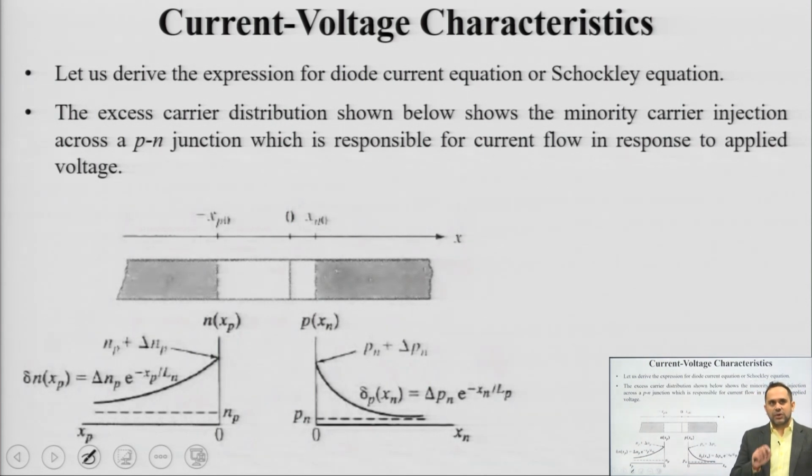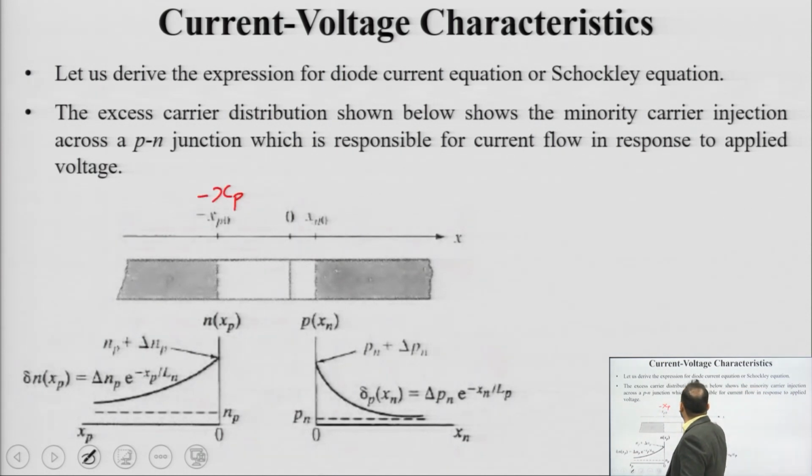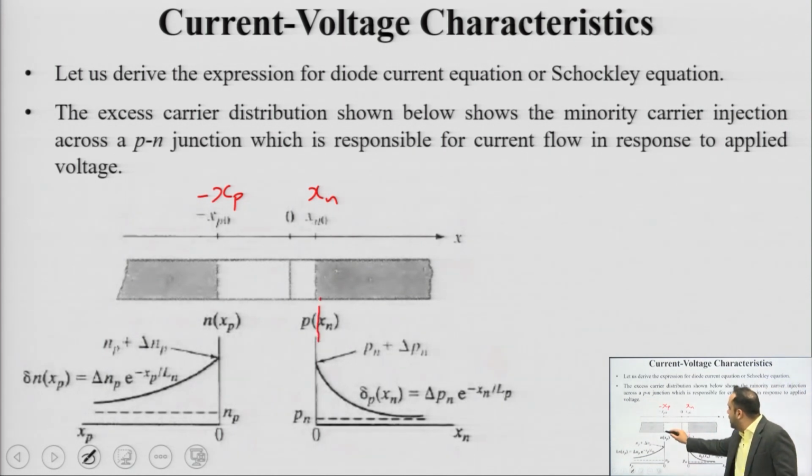Okay. Just look at this graph for once. See, this is your junction. Okay. This is the P side. So, the edge is denoted as minus xp and the N side is denoted as plus xn. Origin is considered as the junction. Okay. So, here if you see, this has been divided into two parts here, because we are saying that in the depletion region there is no current, okay. There is no generation or recombination.